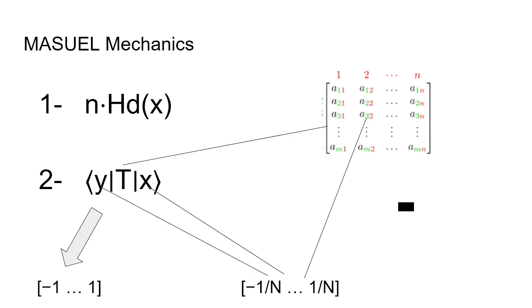As dimensionality increases, precision improves, albeit at the cost of greater computational resources. Masuel Mechanics thus provides a robust framework for modeling and analysis while maintaining alignment with key principles of QM, albeit with adaptations to better suit our objectives.